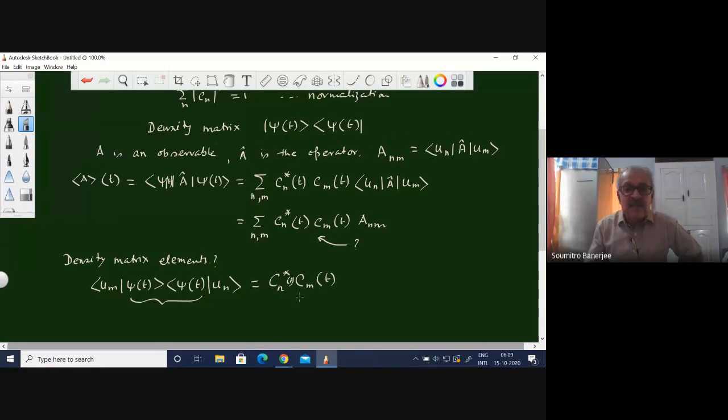Okay. And you notice that what sits here is nothing but the matrix element. So these are nothing but the matrix elements of the density matrix. It's called rho. These are the density matrix elements, and that immediately means that the expectation value of A is just the multiplication of the matrix elements of rho and A.